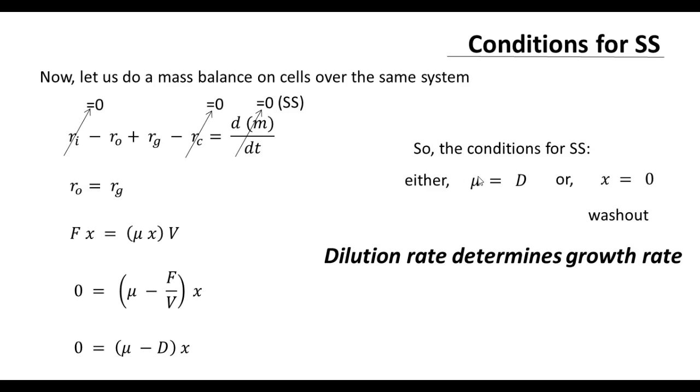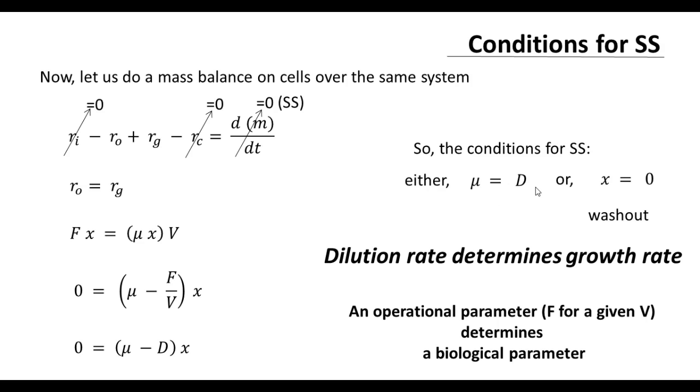The specific growth rate, as you know, is a biological parameter, right? So by changing an operational parameter, the dilution rate, by tweaking a knob, we are able to have control over the growth rate of the organism, which is a biological parameter. That is something very, very profound here. So an operational parameter F for a given V determines a biological parameter. That's the significance of this equation, and it holds under steady state conditions of operation of a chemostat. So if you want the cells to grow at a higher rate, you just have to increase the flow rate, and the cells will grow at a higher rate until a certain point. We'll see that.